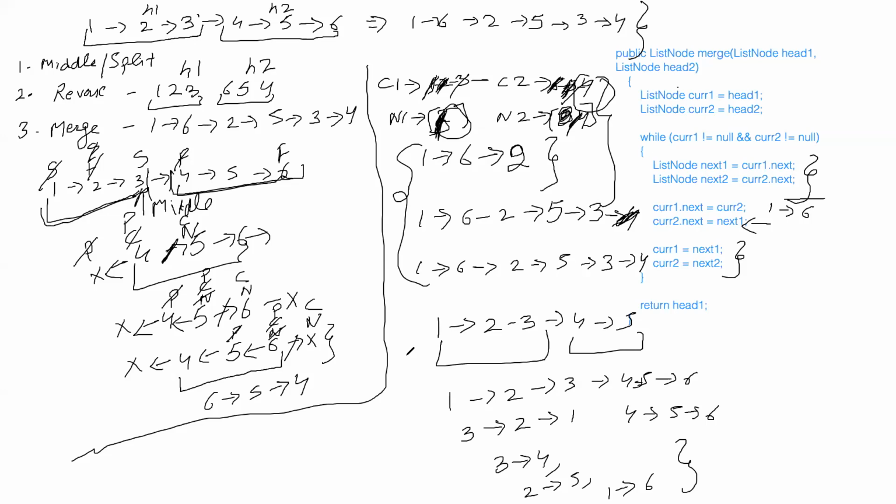Oh no, sorry, that's not 1 to 4. I mean, after reversing the first half, what do I have? I have 3, 2, and 1, right? Okay. So now I merge 3 and 4, right? Right, and then I advance the head pointer. Now my head will point to 2 and 5, right? Oh, yeah. Okay, fine. Now I prepend 2 and 5 to 3 and 4.